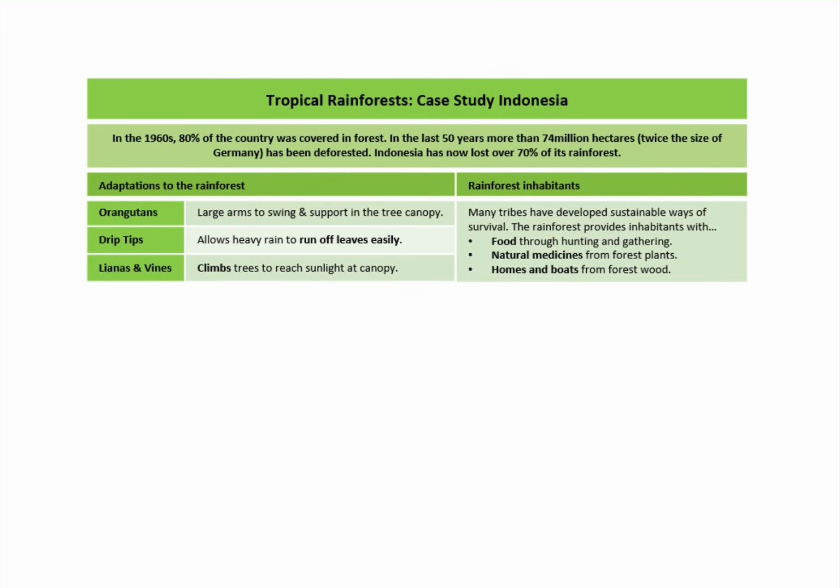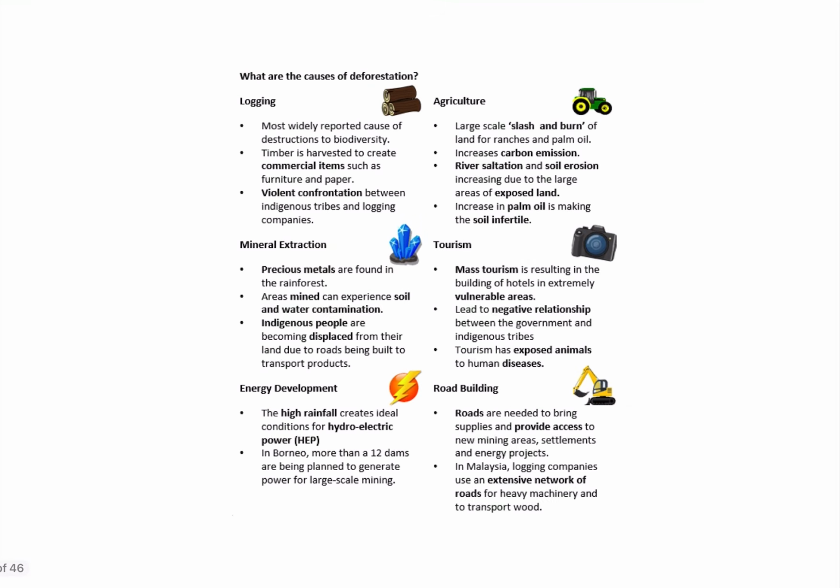You've got lianas that climb the trees in order to reach sunlight. Orangutans, so they've got large arms to swing in the tree canopy, so therefore they're able to get away from predators quite quickly. You've obviously got big threats in terms of deforestation.